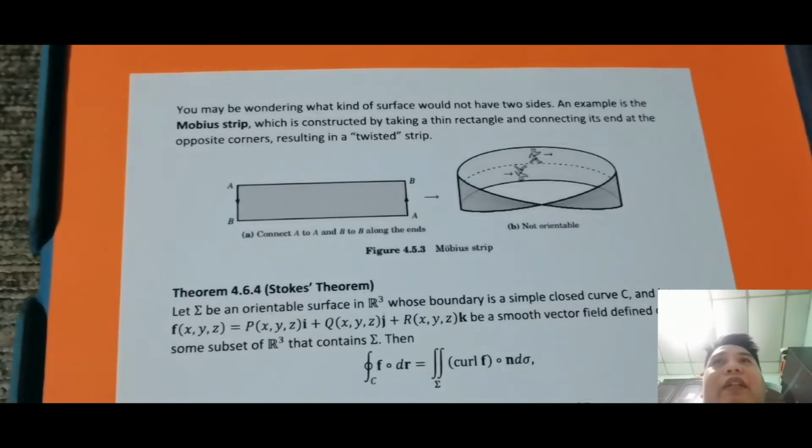Okay, so again, you may now be wondering what kind of surface would not have two sides. So yung walang two sides. An example is the Mobius strip. So ito yung Mobius strip. So Mobius strip, hindi trip ha.